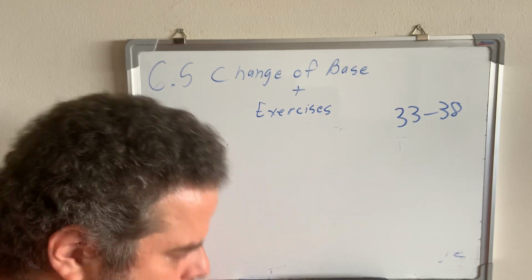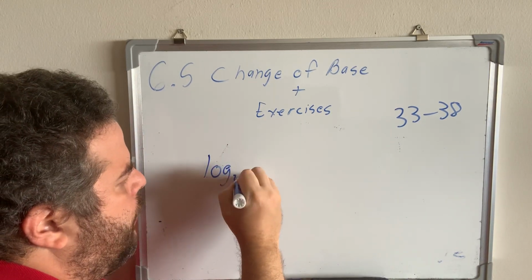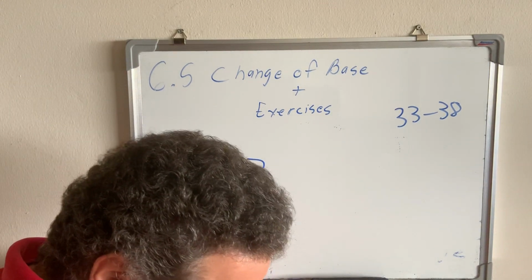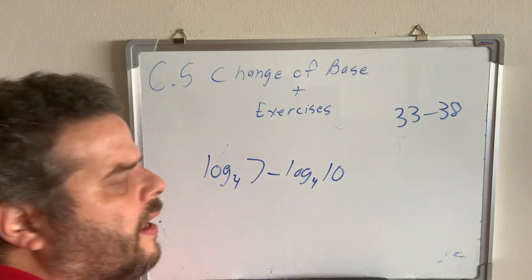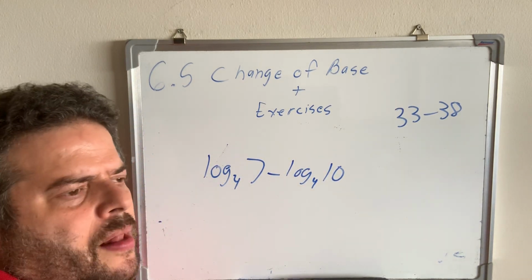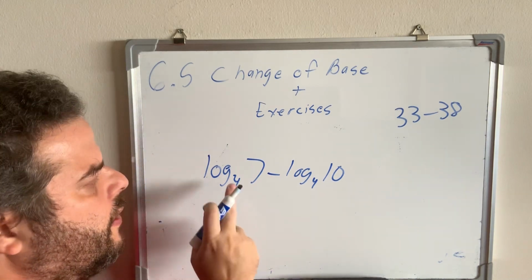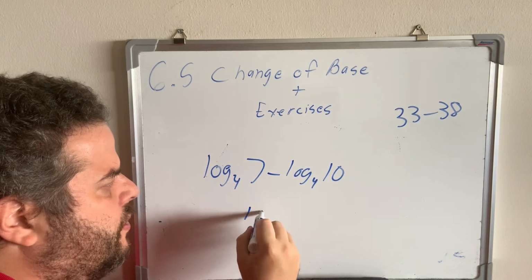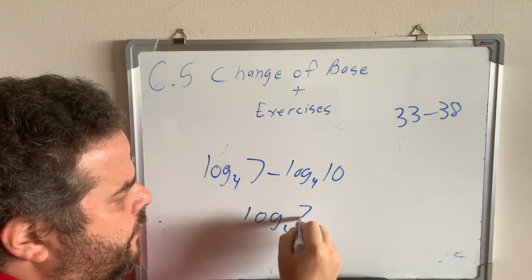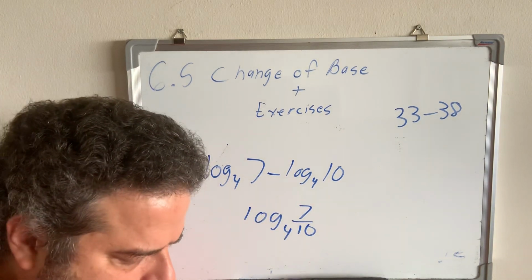Now I'm going to do a couple of condensation exercises. Okay, let's do number 23. Log base 4 7 minus log base 4 10. Again, the whole point is to condense them all into hopefully a single log. Logs of the same base with a subtraction is the same thing as a division. Log base 4 of 7 over 10.